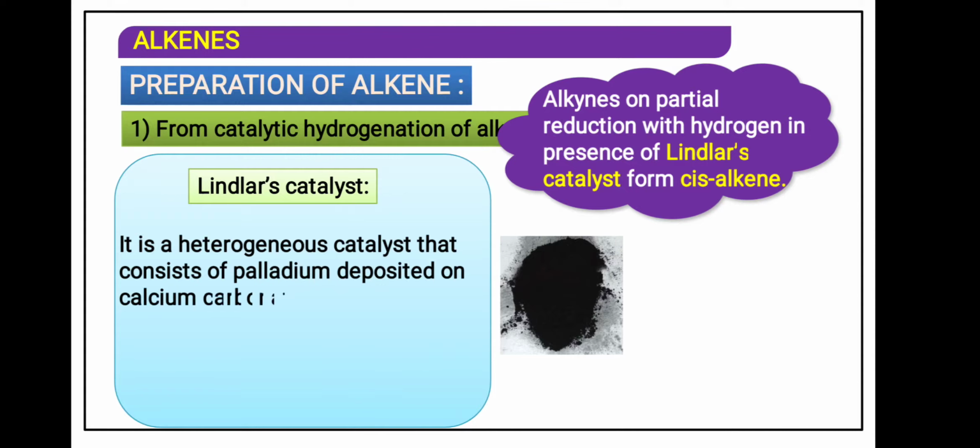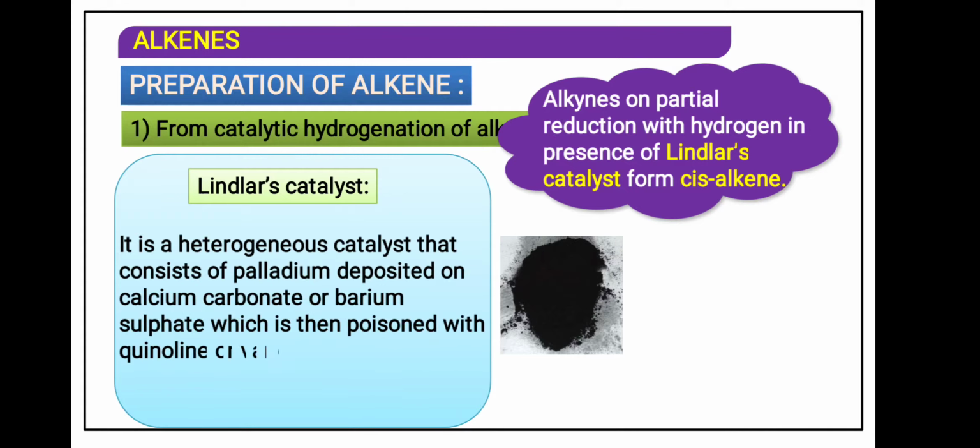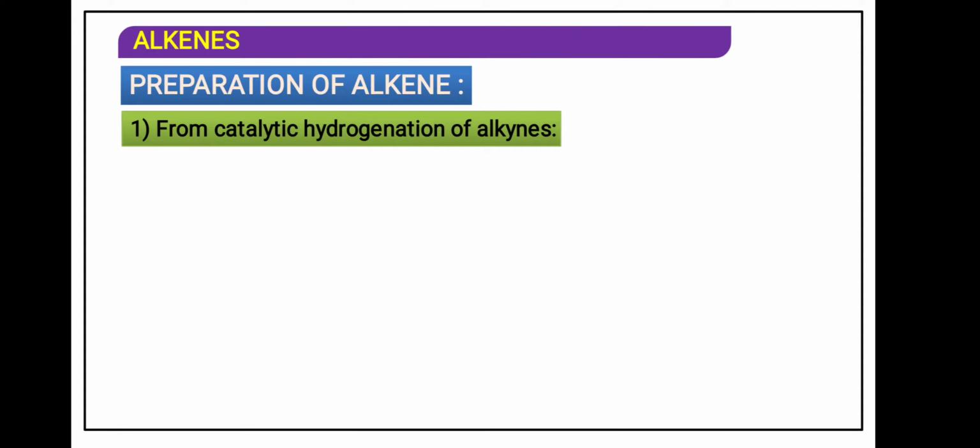This Lindlar catalyst is a heterogeneous catalyst that consists of palladium deposited on calcium carbonate, or palladium on barium sulfate, which is then poisoned with quinoline. Poisoned means if more hydrogen atoms are produced, this quinoline will absorb the hydrogen or stop the further reactivity. Or various forms of lead or sulfur are used. Sometimes lead acetate is also used as a poison, that means it stops more hydrogen. And the product which is obtained is the cis compound.